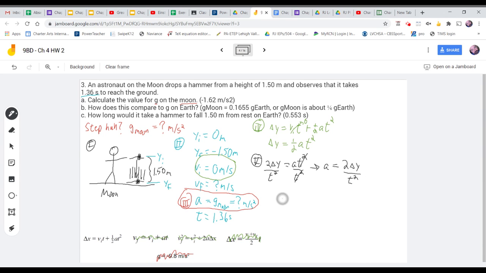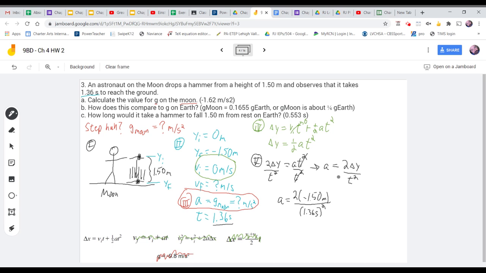Now I have to put in the numbers. So I get a is equal to 2 times delta y. So delta y is y final minus y initial. So minus 1.5 meters minus 0 meters, which is just minus 1.50 meters. And then this has to get divided by time squared. So time is this number right here, 1.36 seconds squared. Now do this in your calculator carefully and make sure that you're doing 2 times minus 1.50 meters and then dividing by this number squared.